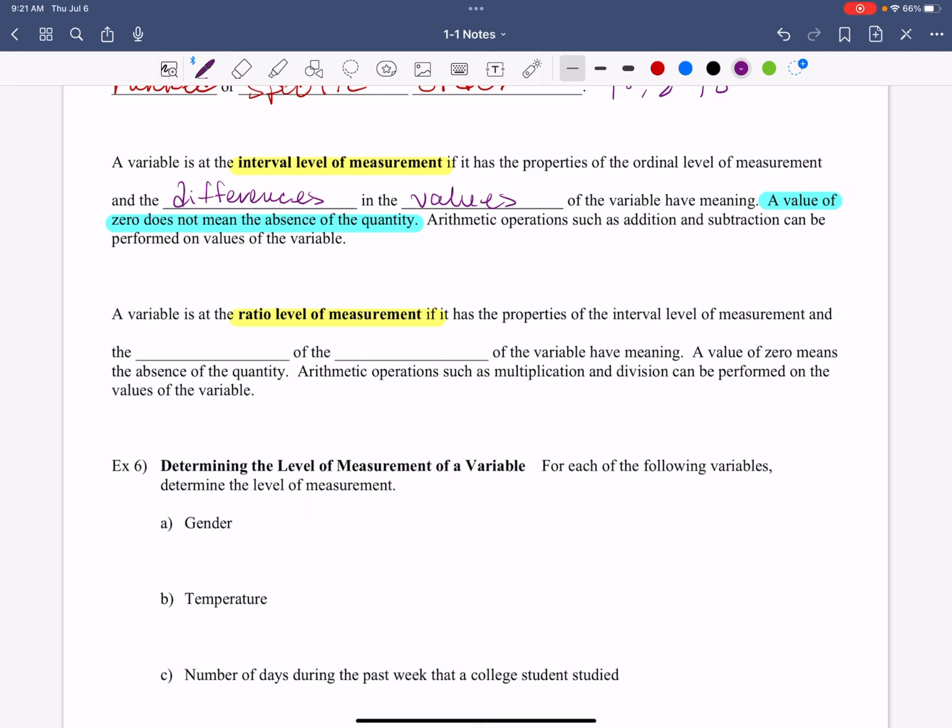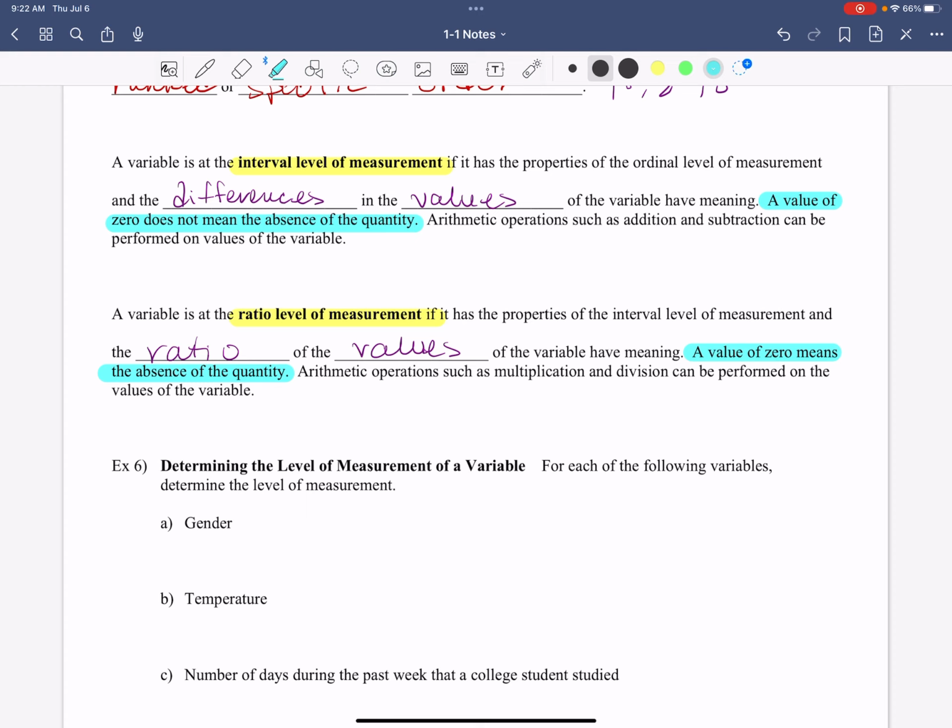A variable is a ratio level if it has the properties of the interval level of measurement and the ratios of the values of the variable have meaning. A value of 0 means the absence of quantity. Arithmetic operations such as multiplication and division can be performed on these values.